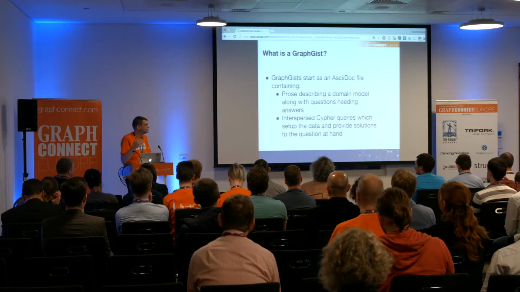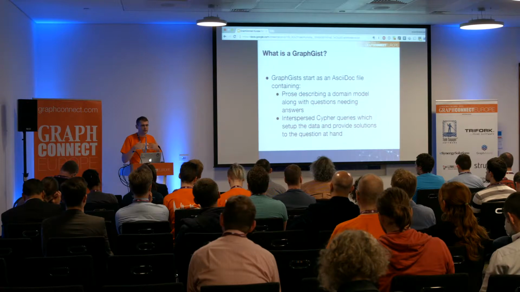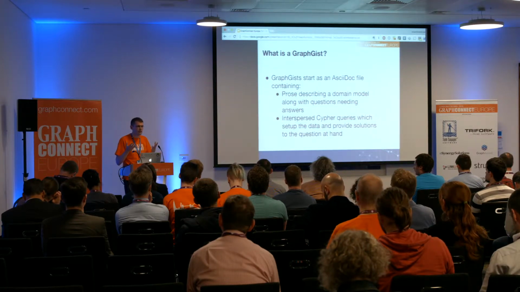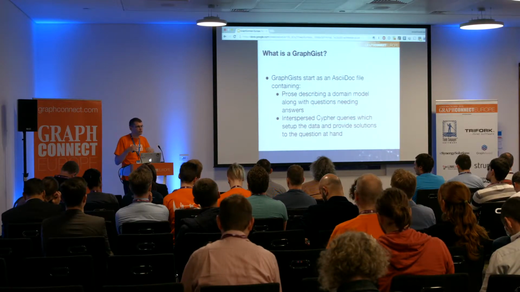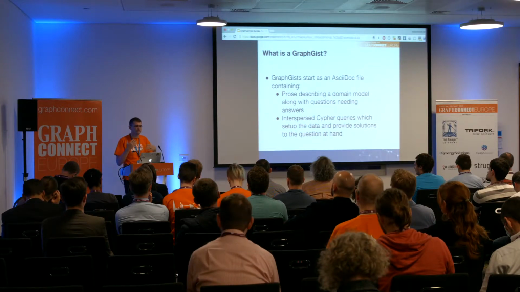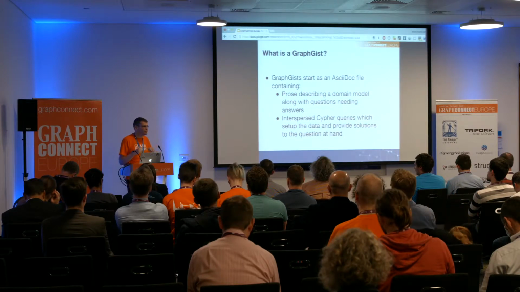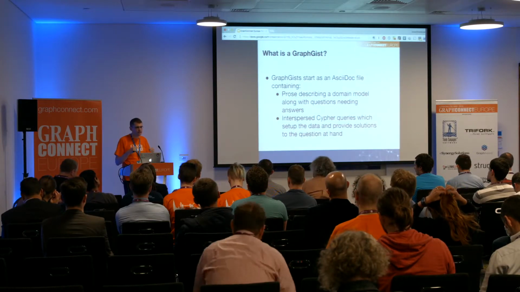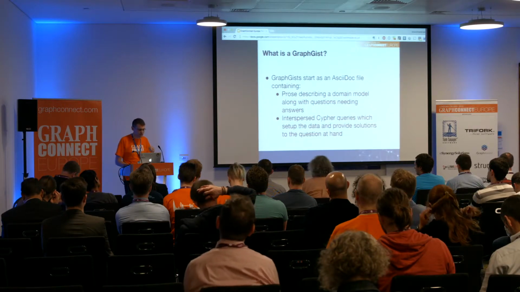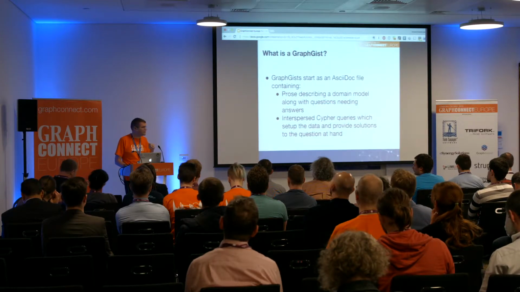And a GraphGist is an ASCII doc file with the goal of sharing a solution using a graph database, and specifically Neo4j. And so it'll contain some prose, sort of explaining like, this is what I was trying to do. These are the questions I was trying to answer. What I'm sort of interested in. But then it also contains Cypher queries, so that you can demonstrate queries on a graph database and actually demonstrate what it is that you're trying to do and how you did it.